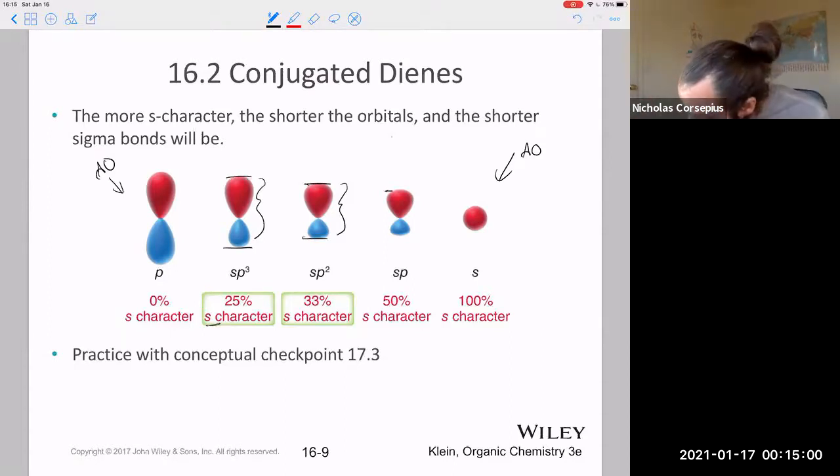And going even further, we can see that if we had a single bond made up between two sp hybridized atoms, something like this, the bond here would be even shorter than with a conjugated diene. Again, you can see the length of those hybridized orbitals that are making up those sigma bonds.